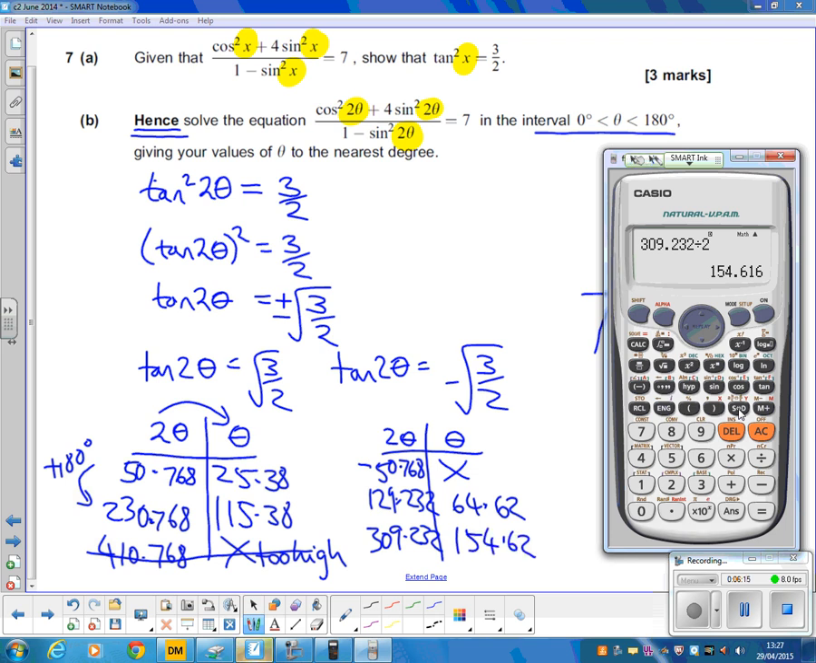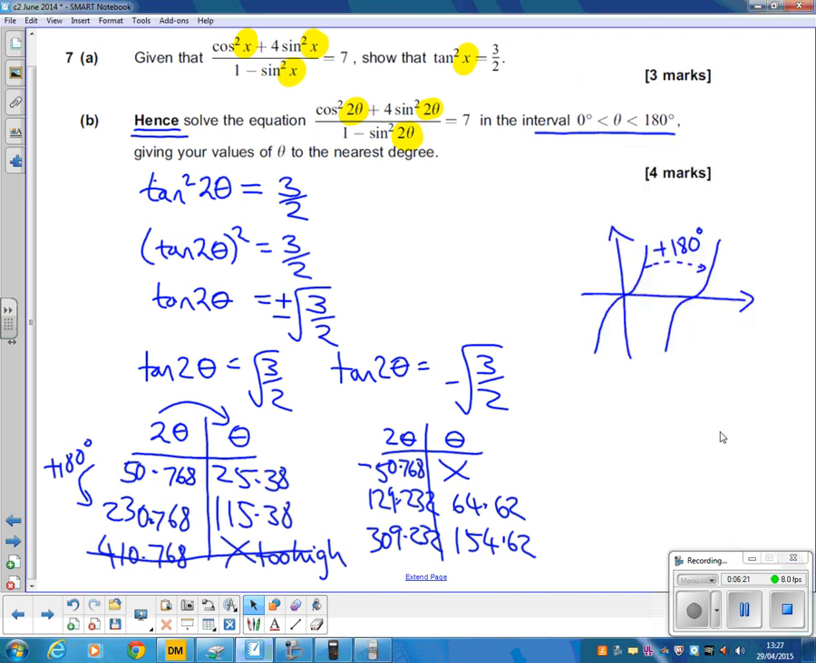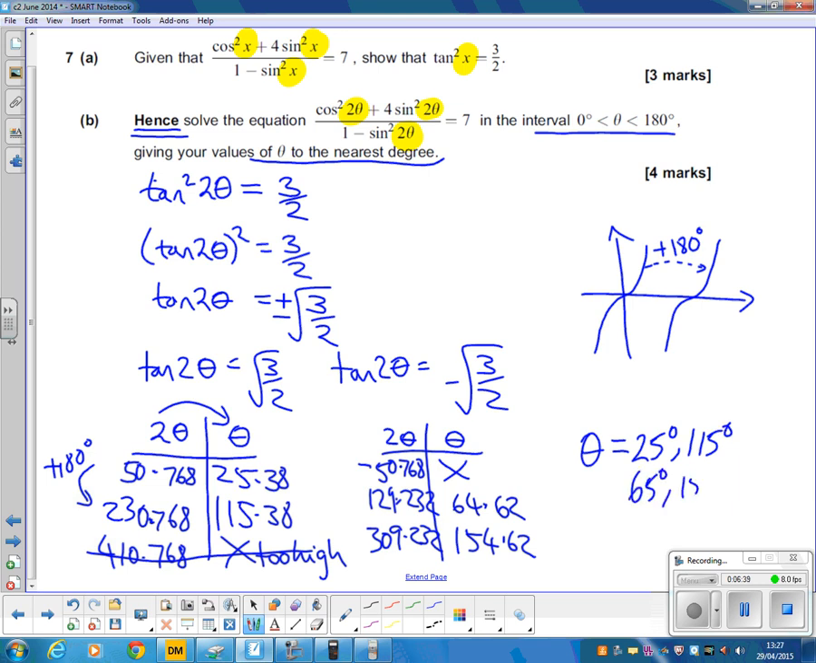Now, every time I'm rounding, I'm losing accuracy, so that's why I started with 3 decimal places, because I make sure I keep enough accuracy to get my final answer to the nearest degree. So to the nearest degree, I've got 4 answers. They are 25 degrees, 115 degrees, 65 degrees, and 155 degrees.